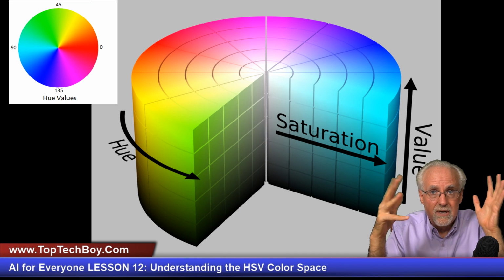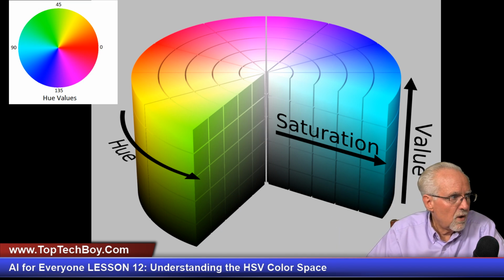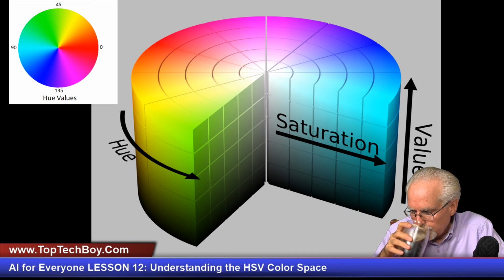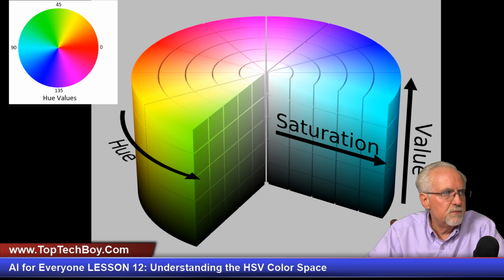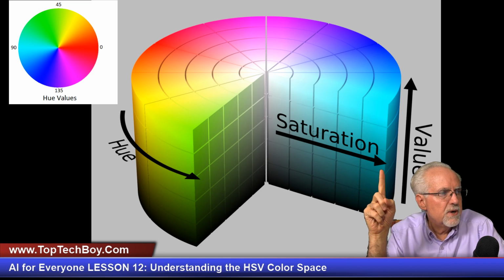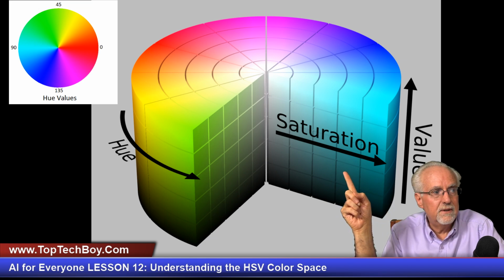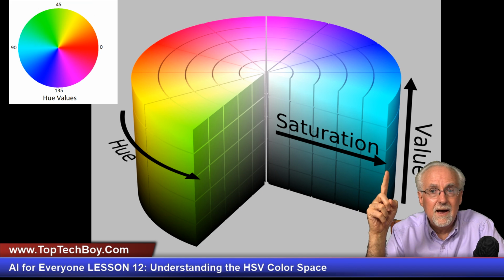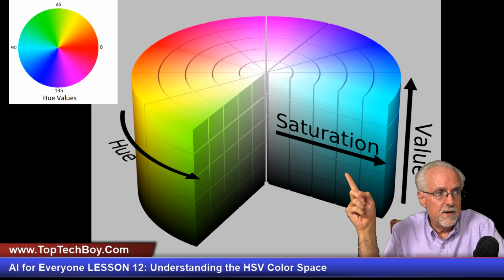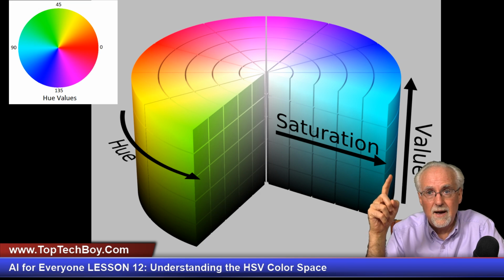Okay, so still 3 numbers for every color. Well, let's talk about the easy ones first. On saturation, 0 is all the way to the center. It's going to be clear. And 255 is all the way out to the edge, which is full brightness, which is full saturation. So saturation is going to be a number between 0 and 255.